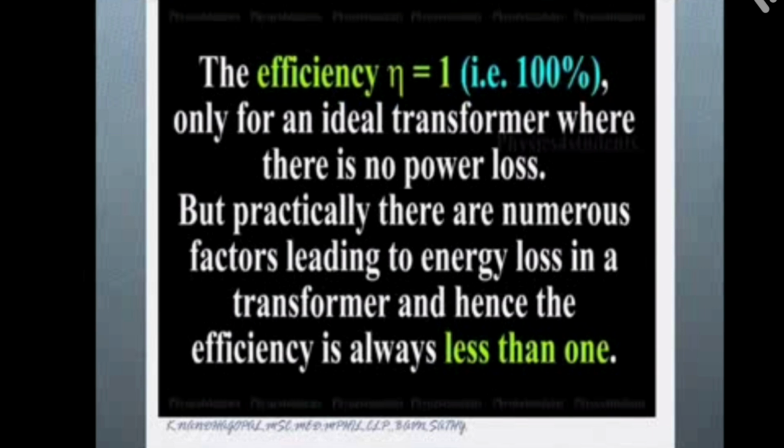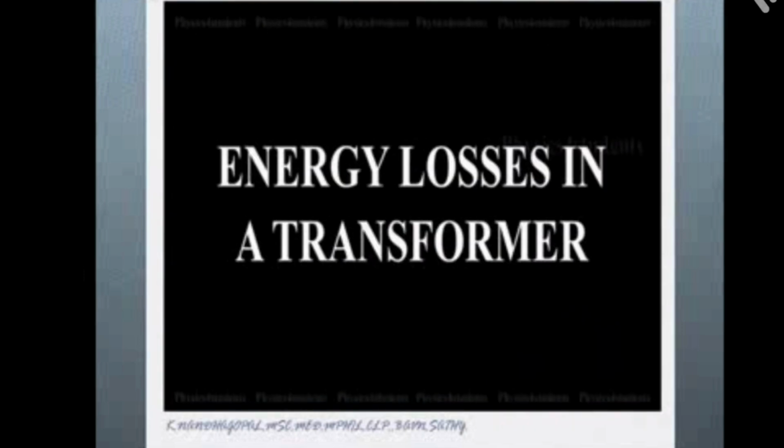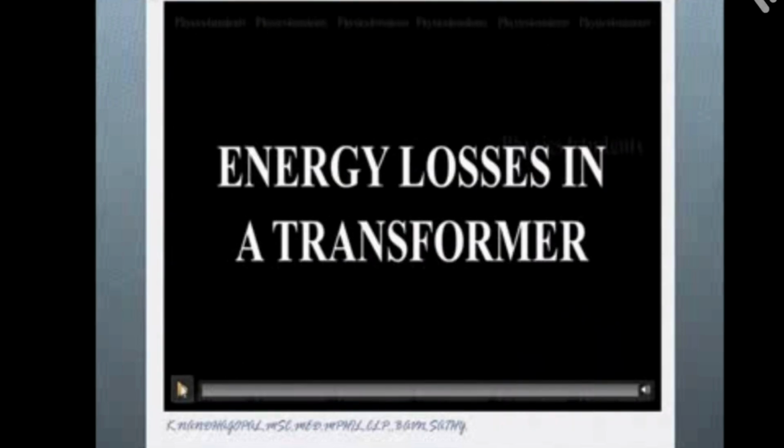That eta, called the efficiency, is 100% for an ideal transformer only. But practically there are numerous factors leading to energy loss in the transformer, and hence the efficiency of a transformer is always less than 1. It is not equal to 100%, because there is some energy loss in the transformer. So now we are going to see what the energy losses in a transformer are.